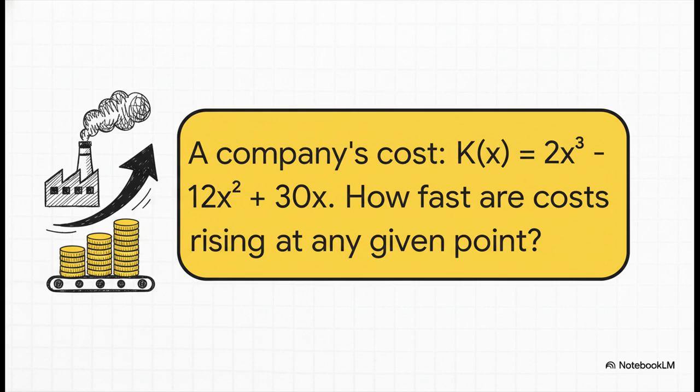So here's a perfect real-world example to chew on. Let's say a company's costs are described by this function right here. Now look, it's one thing to know the total cost of making, say, 10 items. That's useful, sure. But the really valuable question, the one that can make or break a decision, is this. At the exact moment we decide to produce that 10th item, how fast are our costs going up? That is the crucial insight we're after.